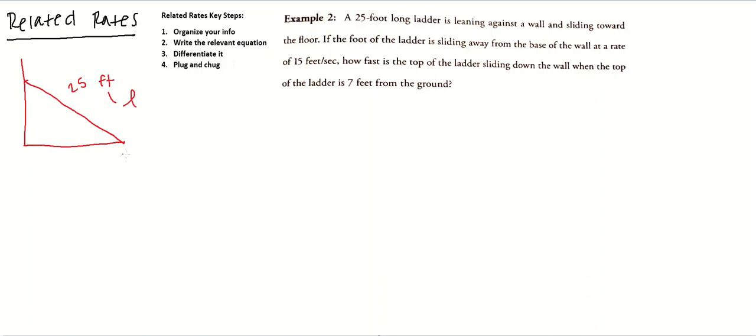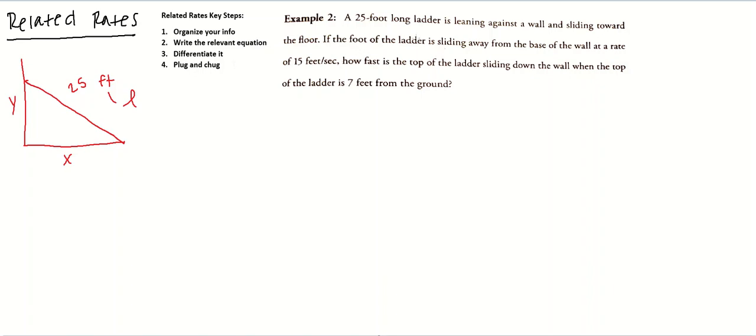And then I want to label the floor right here and this vertical height right here. So it doesn't matter what letters you pick. So I'm just going to pick Y to represent this vertical height from the top of the ladder to the bottom, to the ground. And then X is going to represent the length from the wall to the base of the ladder. Okay, so now we know that the foot of the ladder is sliding away from the base of the wall at a rate of 15 feet per second.